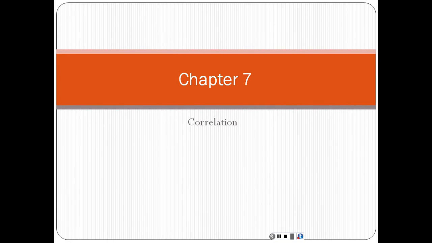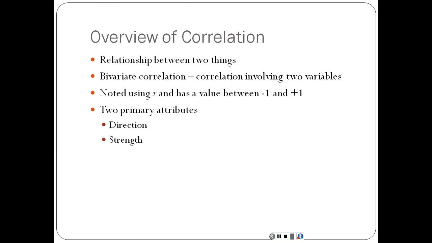This week we are going to look at Chapter 7, Correlation. So before we begin this lecture, let's talk about the word correlation, and let's just break it apart for a second. So the prefix co means two, hence correlation is about the relationship between two things.